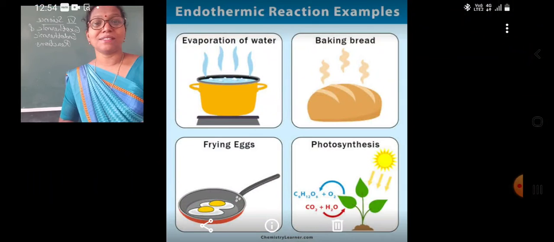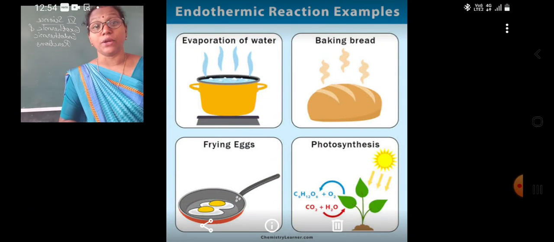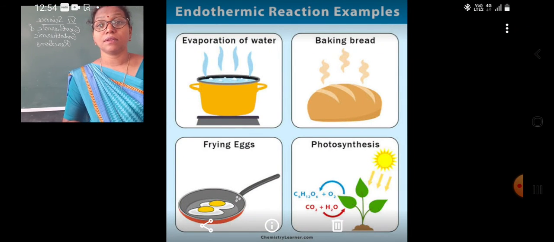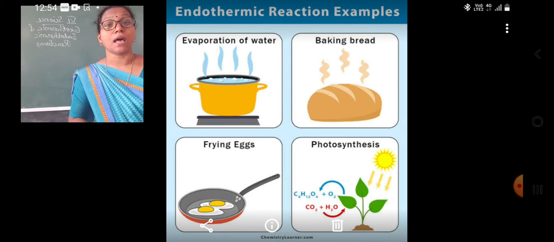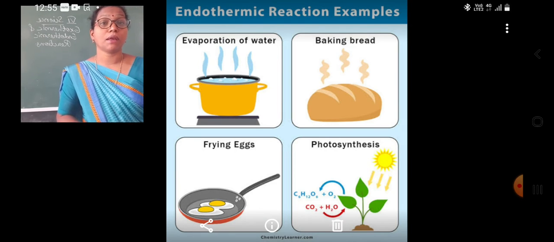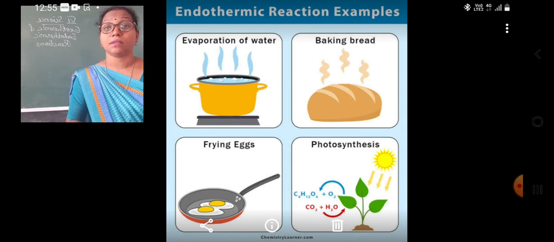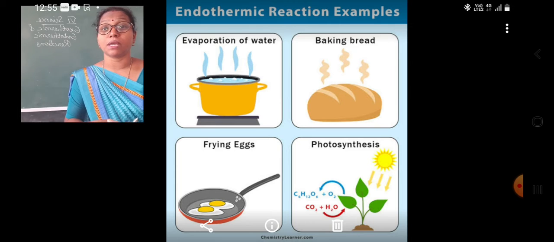Now students, we are going to study about endothermic reactions. In endothermic reactions, the heat is absorbed. The chemical reaction in which the heat is absorbed. Some endothermic reactions are physical changes. So we are going to study the examples of endothermic reactions.